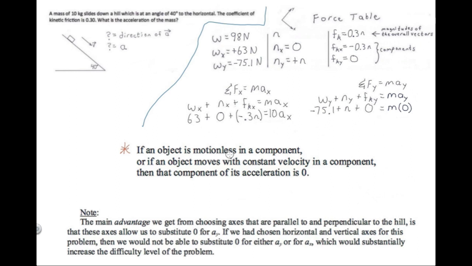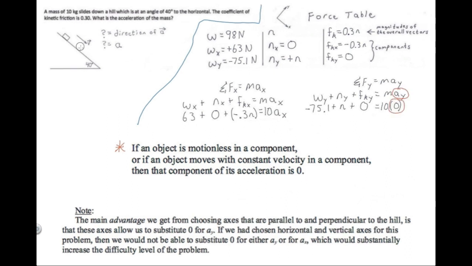If an object is motionless in a component, then that component of its acceleration is 0. The object is moving parallel to the hill in the x component. The object has no motion perpendicular to the hill. The object has no motion in the y component.